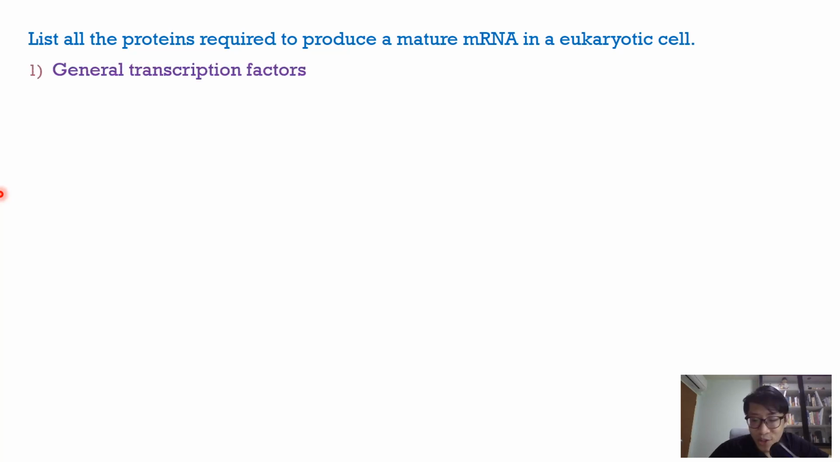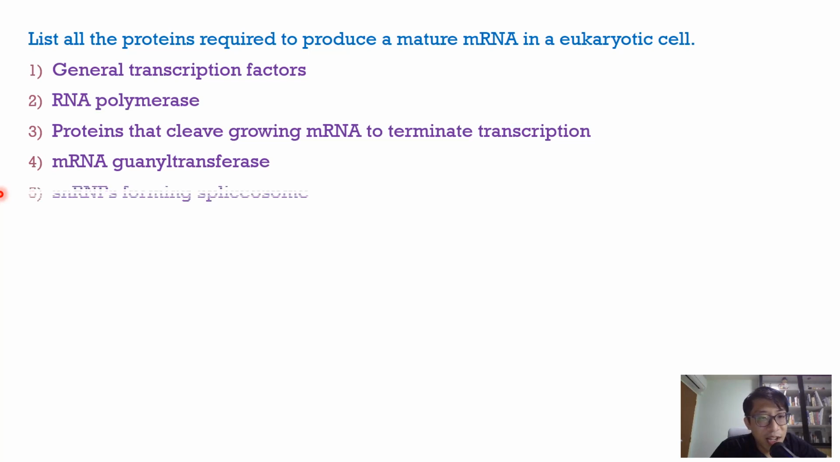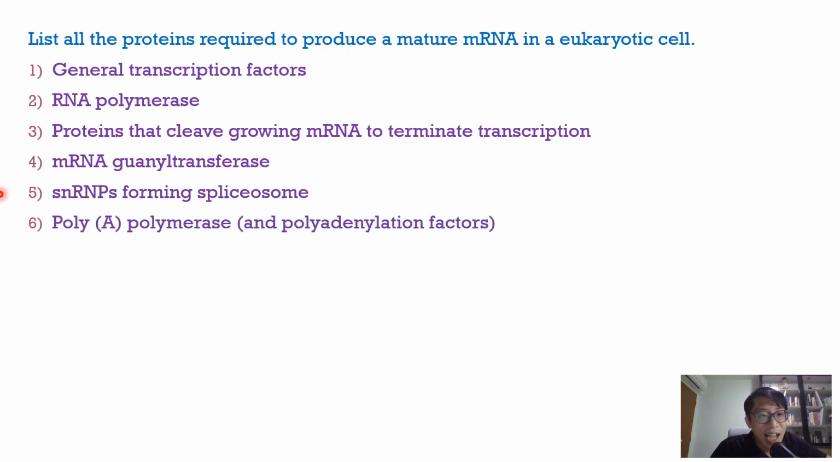Firstly, for a eukaryote, you need the general transcription factors to bind to the promoter, which will recruit the RNA polymerase to form the transcription initiation complex, and then you have transcription. At the end of transcription, you have the proteins that cut the pre-mRNA to terminate transcription due to the presence of the polyadenylation signal in the mRNA. Capping occurs, catalyzed by the enzyme mRNA guanine transferase. Then there are the snRNPs to form the spliceosome for splicing.